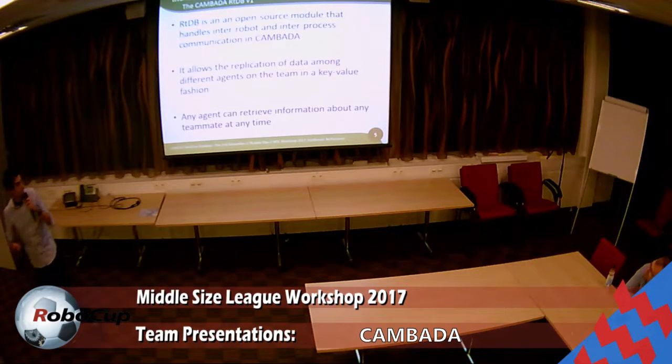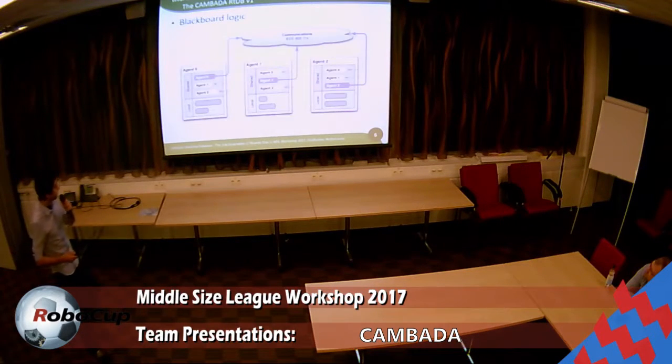Our RTDB is an open source module that handles all the inter-process communication inside each robot, and also the inter-robot communication. It allows replication of the data among different agents inside the team, in a key value fashion, and any agent can retrieve information about any other agent at any time.